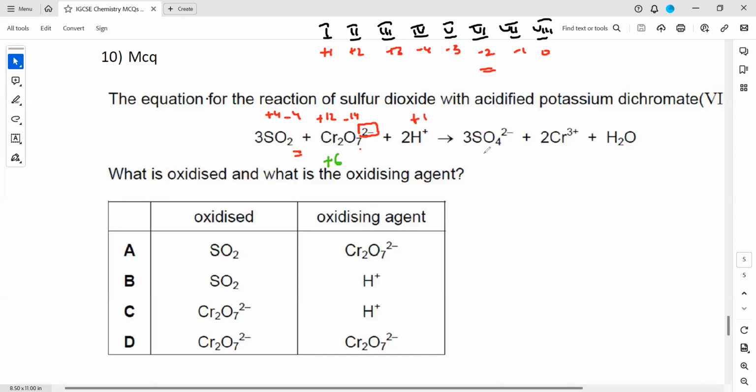Move on to the sulfate ion. For the sulfate ion, each oxygen is -2, so there are 4 oxygen. What should be the total number? The total will be -8. So what should be the oxidation number of this sulfur? We want the result to be -2. So the number should be +6, because +6 -8 will give -2.